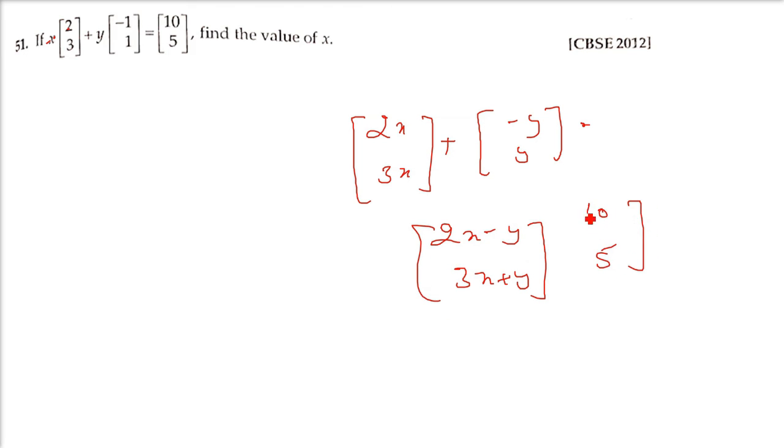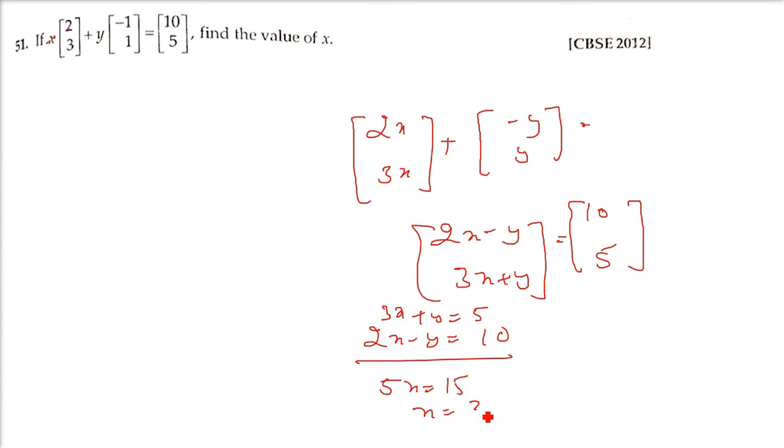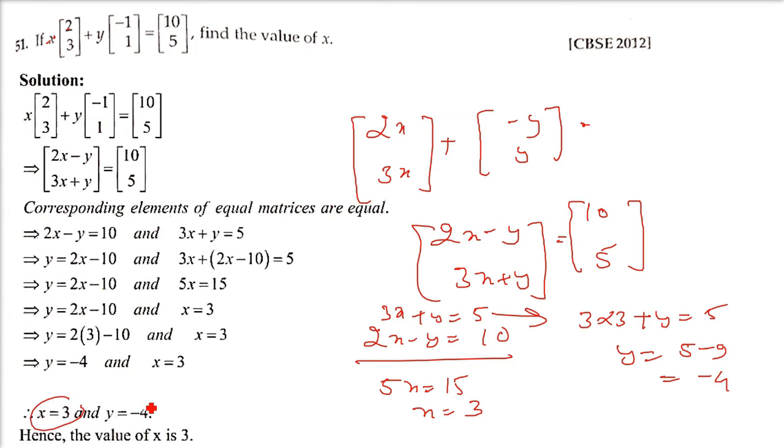So now just equate. 2x minus y equals 10 and 3x plus y equals 5. Now just add: 5x equals 10 plus 5, which is 15, so x will be equal to 15 by 5, that is 3. X is 3. Now put it in any of the equations. I am putting it in 3x plus y. So 3 into 3 plus y equals 5, 3 times 3 is 9, 5 minus 9 is minus 4. So x is 3 and y is negative 4.